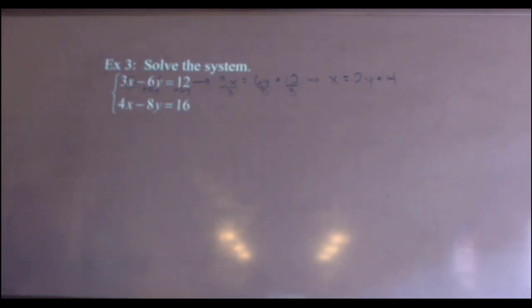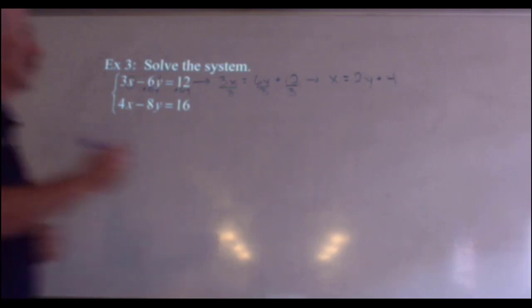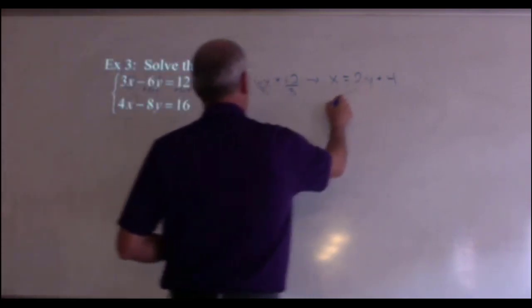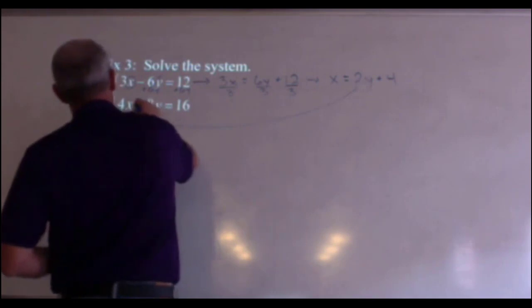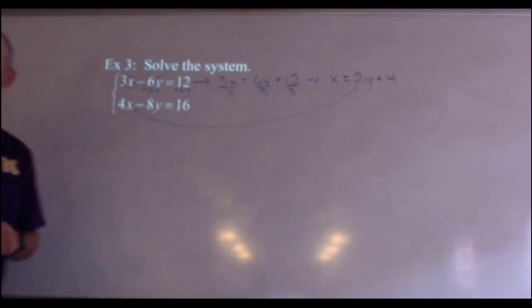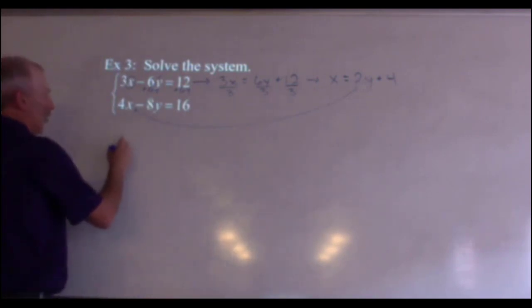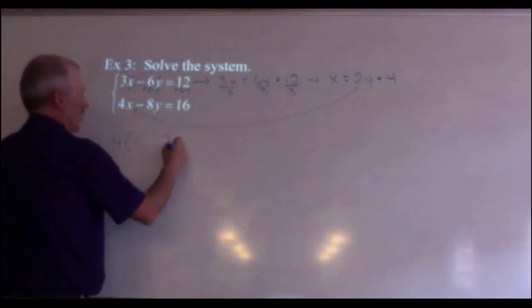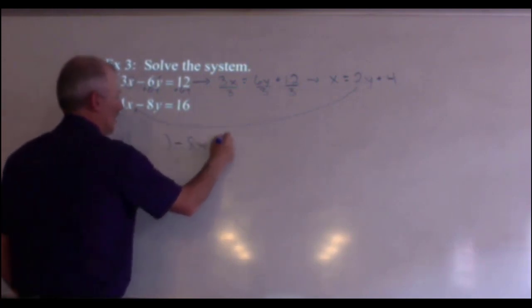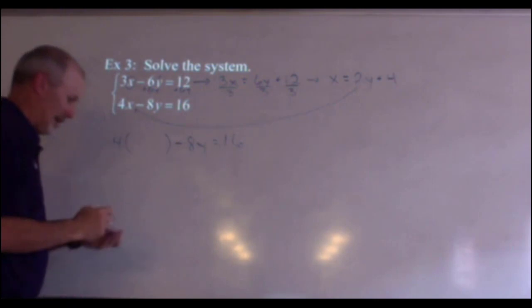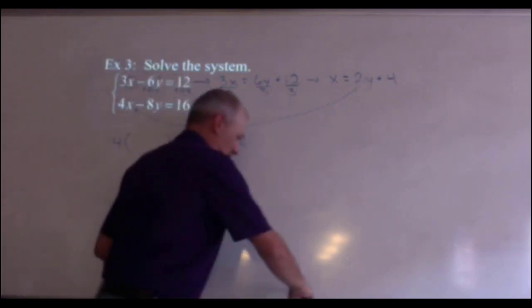Okay? Does that make sense? So now we know what x equals, right? We figured out that x equals 2y plus 4. So remember what we do with that? We're going to take it and put it over here in place of this other x. So we're going to have 4, and then we're going to replace the x, minus 8y equals 16. And again, I'm going to switch colors here just to emphasize we're substituting.